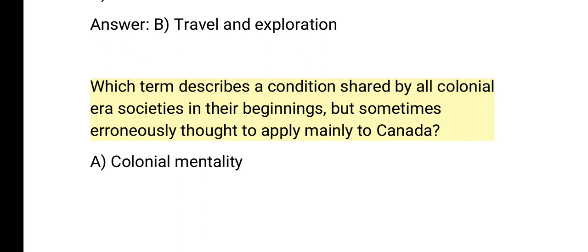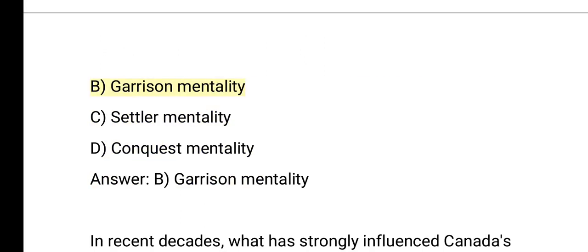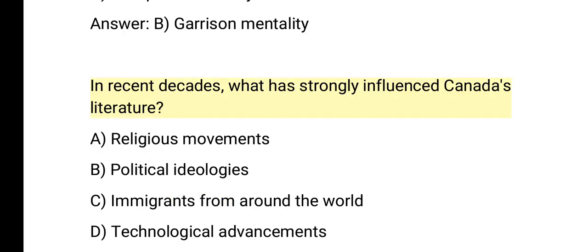Which term describes a condition shared by all colonial-era societies in their beginnings, but sometimes erroneously thought to apply mainly to Canada? A. Colonial mentality. B. Garrison mentality. C. Settler mentality. D. Conquest mentality. Answer. B. Garrison mentality.